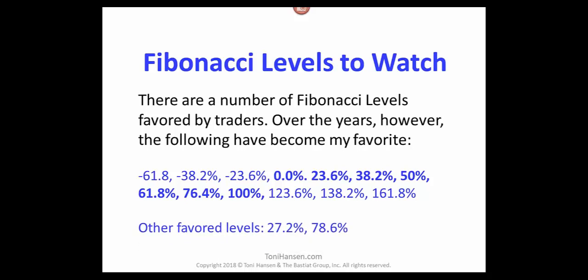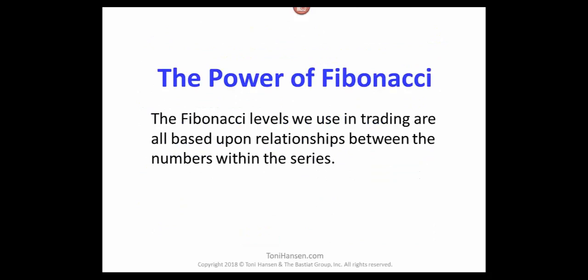So a couple other favorite levels that some traders use will be things like 27.2 and 78.6. These are just based upon different ratios that take place within that Fibonacci sequence. That's what all of our Fibonacci numbers are based on. Some of them are just more popular than others. Like with moving averages, I like to stick to the basic ones, things like the 23.6, or for moving averages, I'd use a 20-period moving average, and just keep it really simple because these are the levels most traders are using to start with, and they're going to give you really good visual cues.